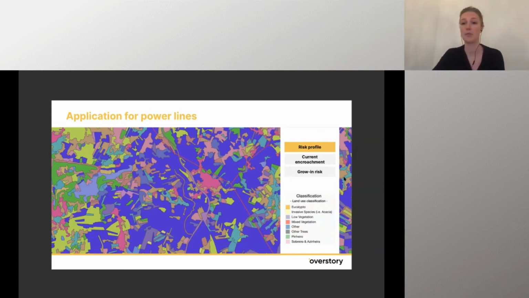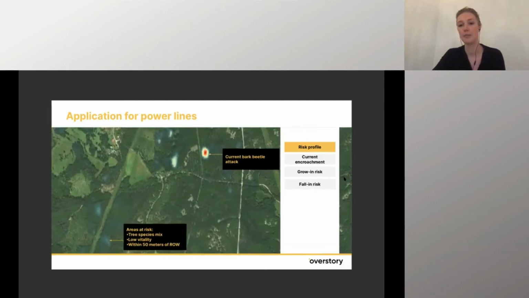So currently the risk profile includes current encroachments and grow-in risks, but to inform vegetation and trimming cycles even better, we also look at fall-in risks. How we approach this is by looking at the vitality of trees. For example, what we see here in the picture is bark beetle attack. Why is it important to look at the vitality of trees? When a tree has very low vitality, it has the risk of falling down, especially when a storm hits. So any low vitality trees close to the line or in the border zone, for example, are a risk.